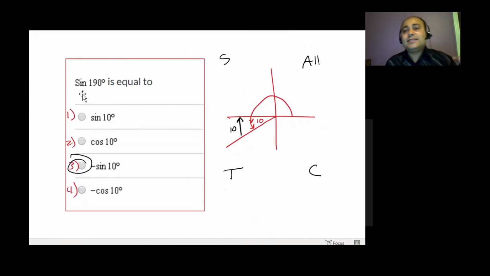Let's say sine 190. If you graph 190, since it's a positive angle, you go this way. With 190, you end up taking 10 degrees into the third quadrant. The distance from this angle to the x-axis is 10 degrees. Since we're dealing with the sine, All Students Take Calculus, the sine here is negative. So sine 190 is the same as negative sine 10.